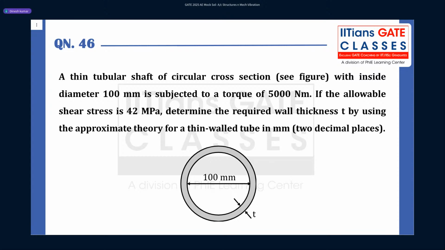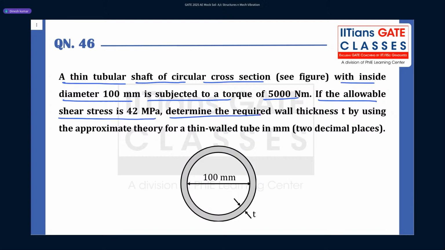So what this question says: a thin tubular shaft of circular cross section with inside diameter 100 mm is subjected to a torque of 5000 Newton meter. If the allowable shear stress is 42 megapascal, determine the required wall thickness T by using the approximate theory for a thin wall tube in mm. And they asked the answer in 2 decimal places.